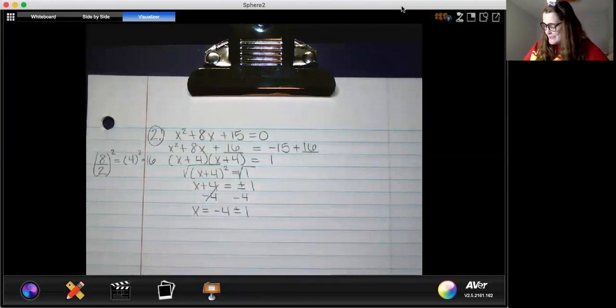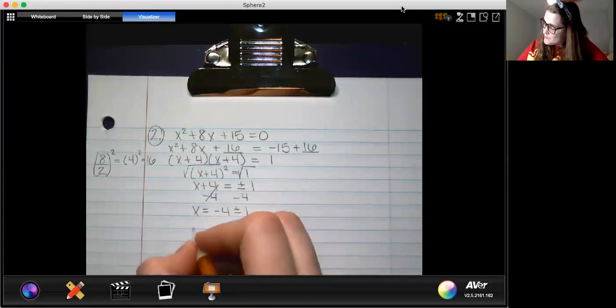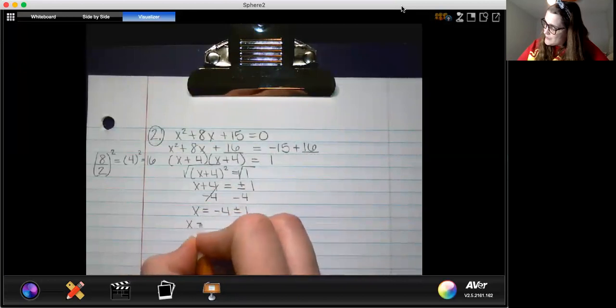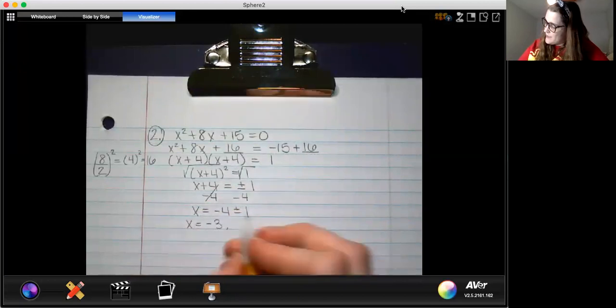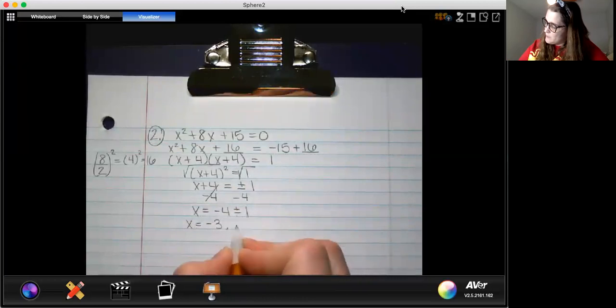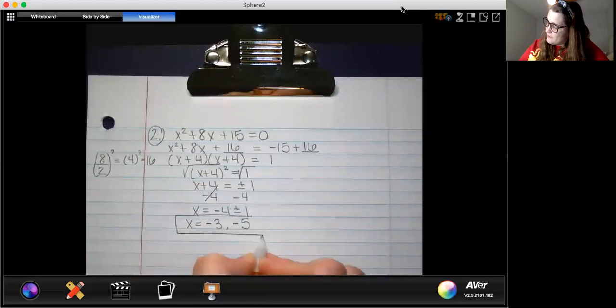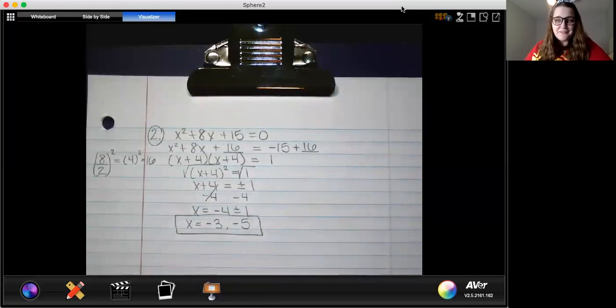And then last but not least, step 7 is to have your exact simplified answer. So negative 4 plus 1 would be negative 3, and negative 4 minus 1 would be negative 5. So our answers are negative 3 and negative 5.